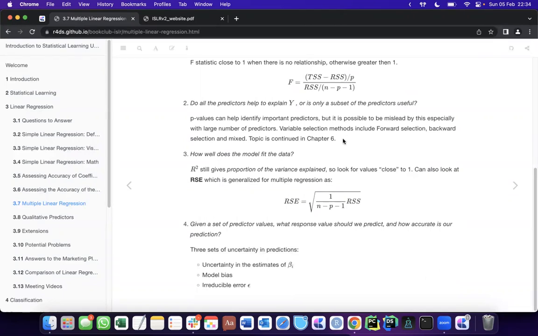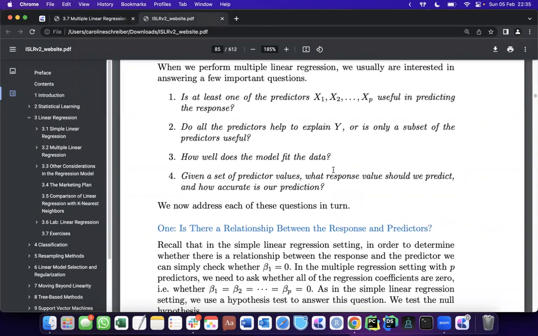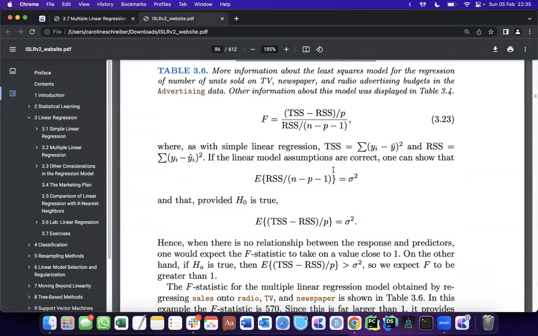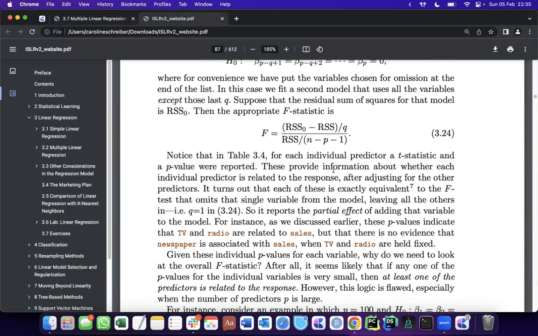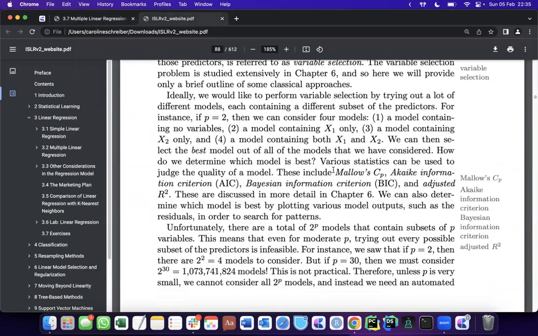A second question that we can have a look at is, are all of our predictors useful, or are some of them not really adding any additional information to our model? And then we have three different types of selection that we can do on our variables. They're called forward selection, backward selection, and mixed selection. So if I hop back into the book, we can have a look at those quickly.